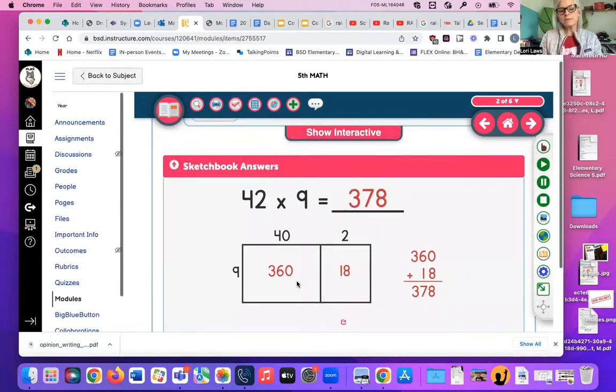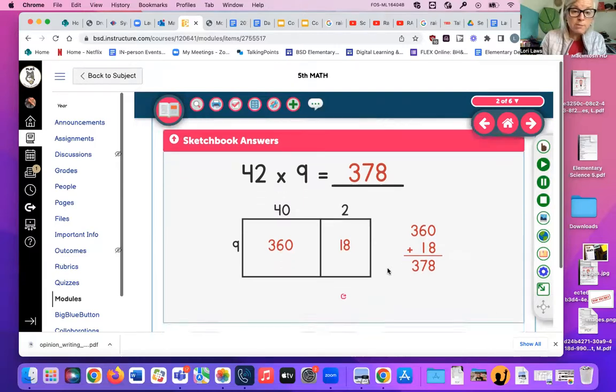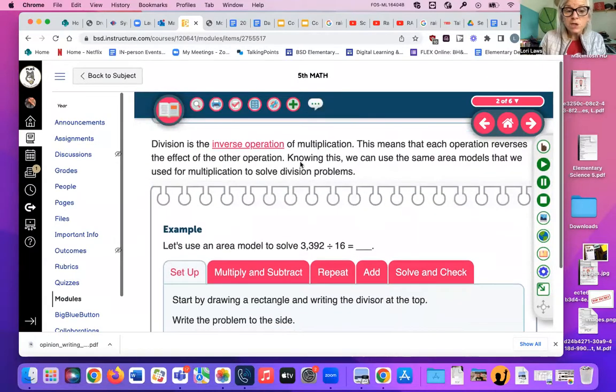What they're saying is, if you're given the number 378 and you don't want to divide it by 9 or by 42, you can use this same method and take big chunks out. So you can just say, well, what do I know already? I know that 40 times 9 is 360. I'll subtract that from 378, and I only have 18 left, which I know is 2 times 9. So here we go. Division is the inverse operation of multiplication.